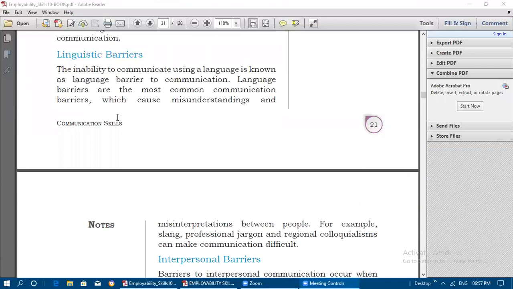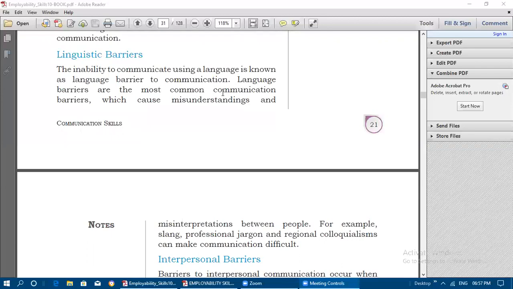And next one is linguistic barriers. The inability to communicate using a language is known as language barrier. So if you do not know one particular language, what will happen? You will not be able to convey your messages properly. So the inability to communicate using a language is known as language barrier to communication.